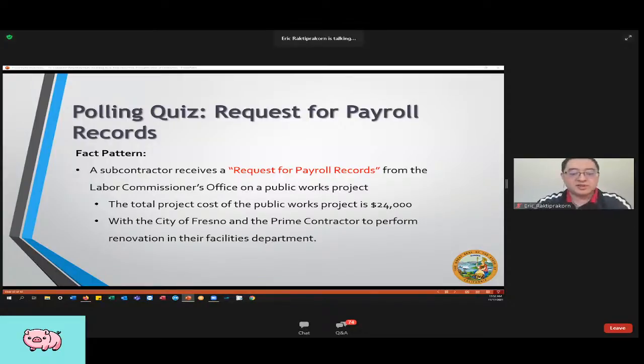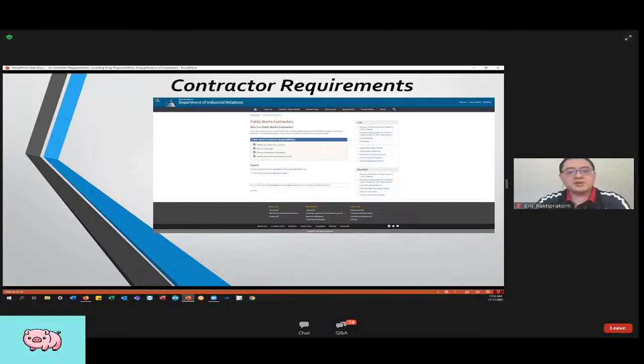Okay, we can move on to the next slide. So in these next few slides, we're going to be talking about the eCPR system. So what you're looking at here is what it looks like for our eCPR, how to get to it. We can move on to the next slide.